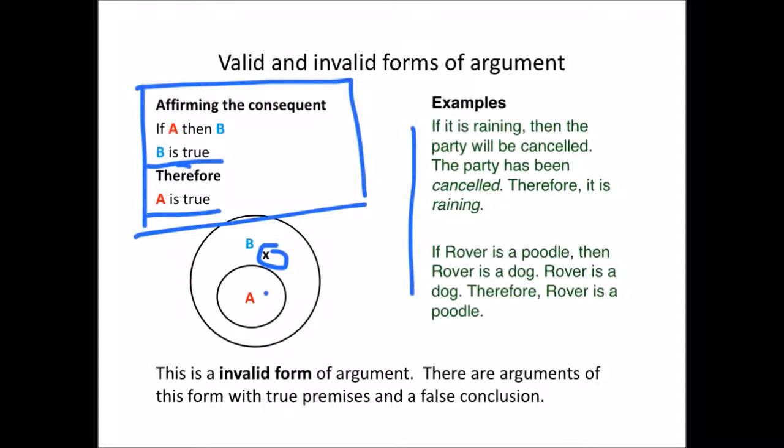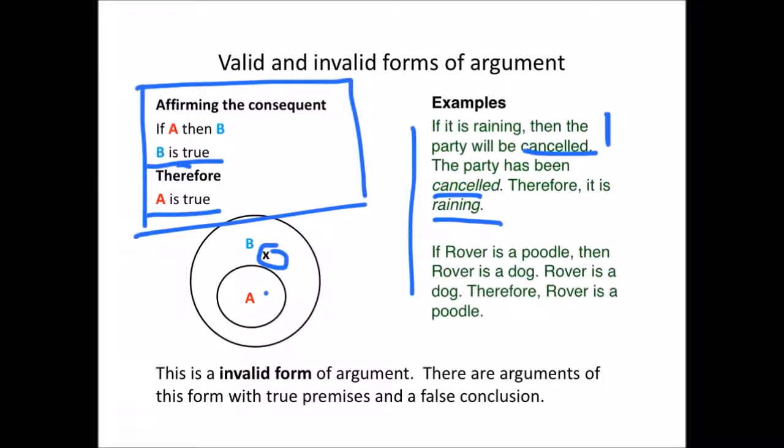Consider these two examples. If it's raining, then the party will be cancelled. If A then B. And the party has been cancelled, that's B. Therefore it is raining. Therefore A. Well, this doesn't follow because, of course, the party might have been cancelled for some other reason. This premise just says that rain is one reason why the party might be cancelled. It doesn't say it's the only reason. It doesn't mean the same thing as if the party is cancelled, then it's raining. If A then B doesn't mean the same thing as if B then A.